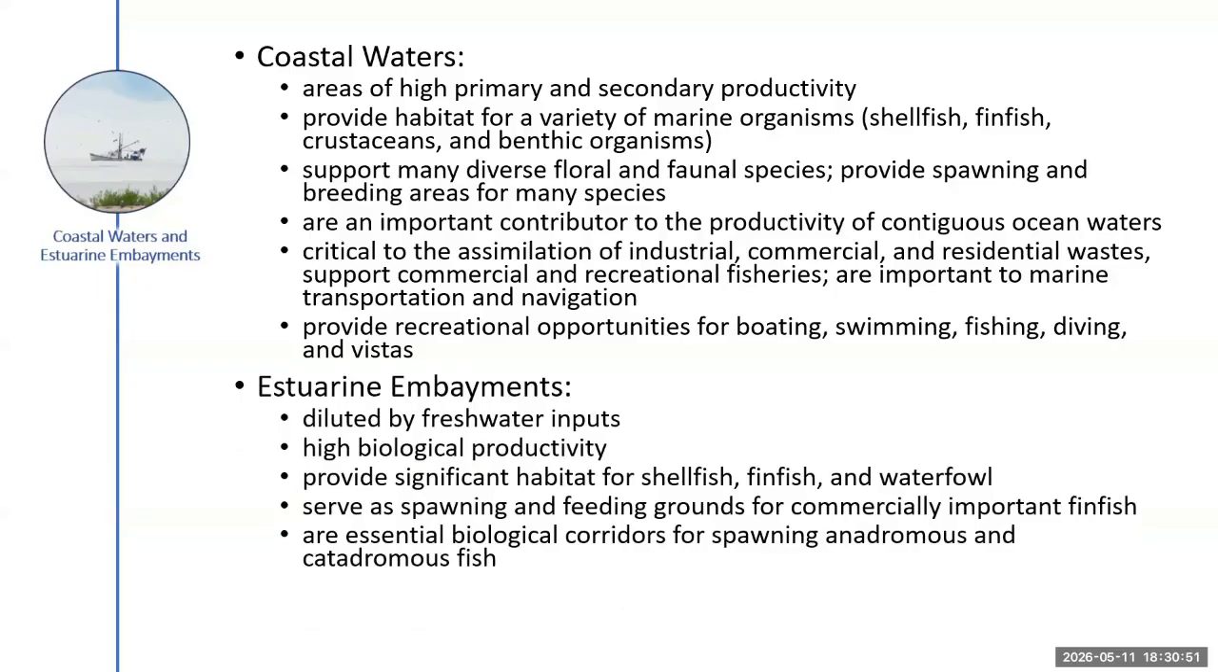And the estuarine embayments, diluted by freshwater, are areas of high biological productivity for organisms that have evolved in those environments. They provide significant habitats for shellfish, finfish, and waterfowl. They are also spawning and feeding grounds for a variety of commercially important fish. And they are corridors, well, it's shad season now, essential for anadromous and catadromous fish.